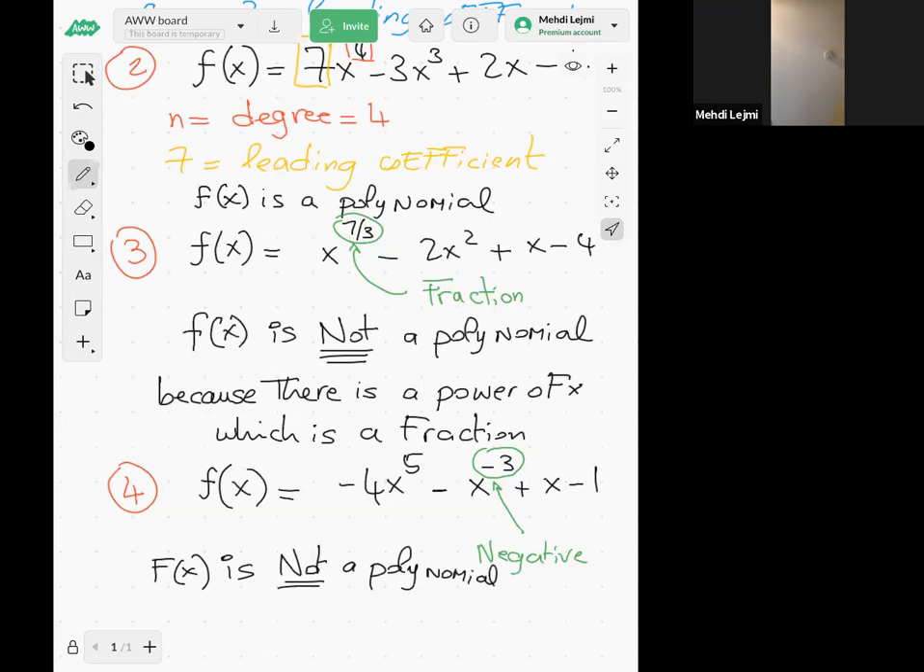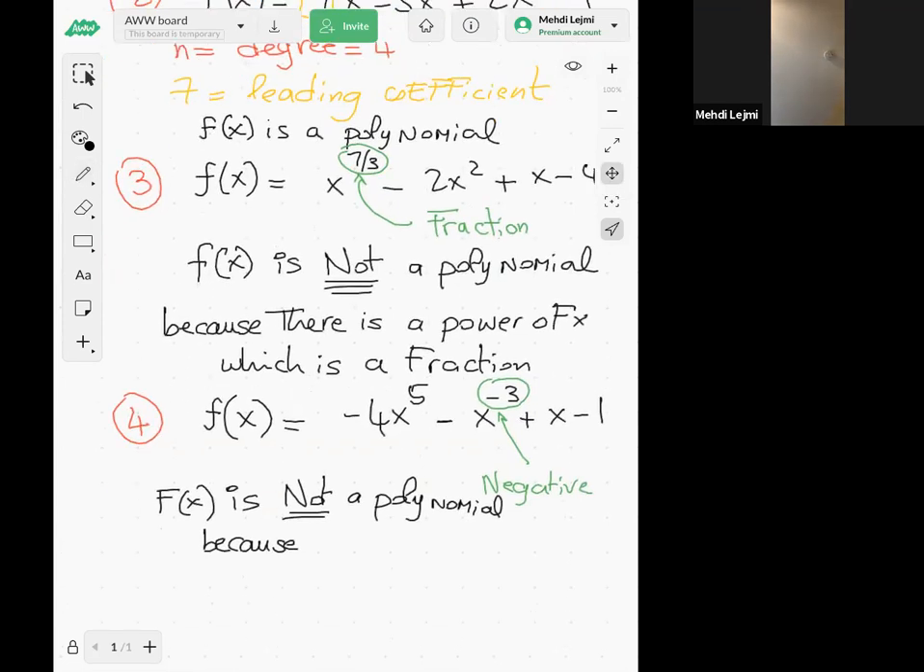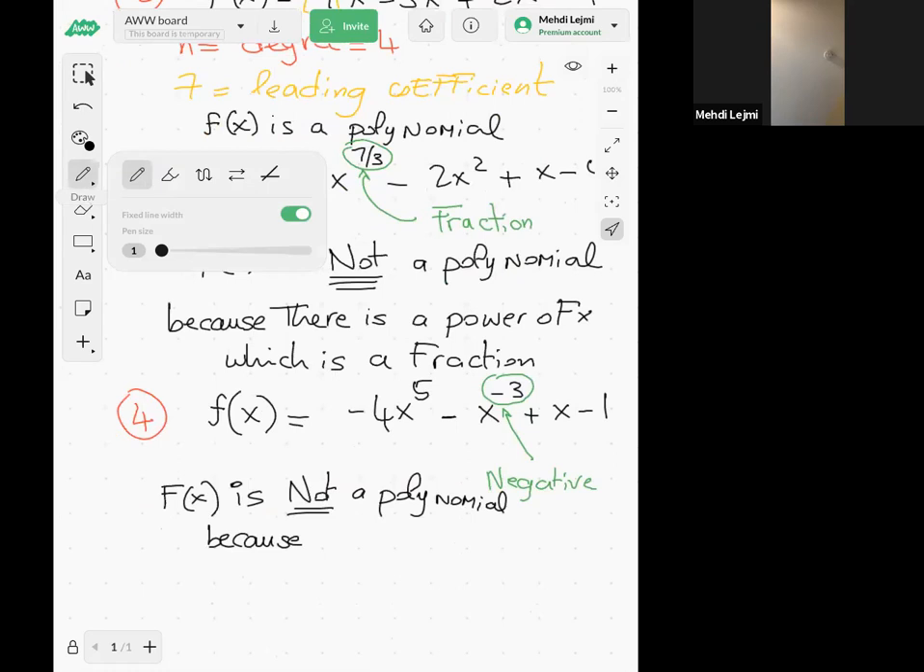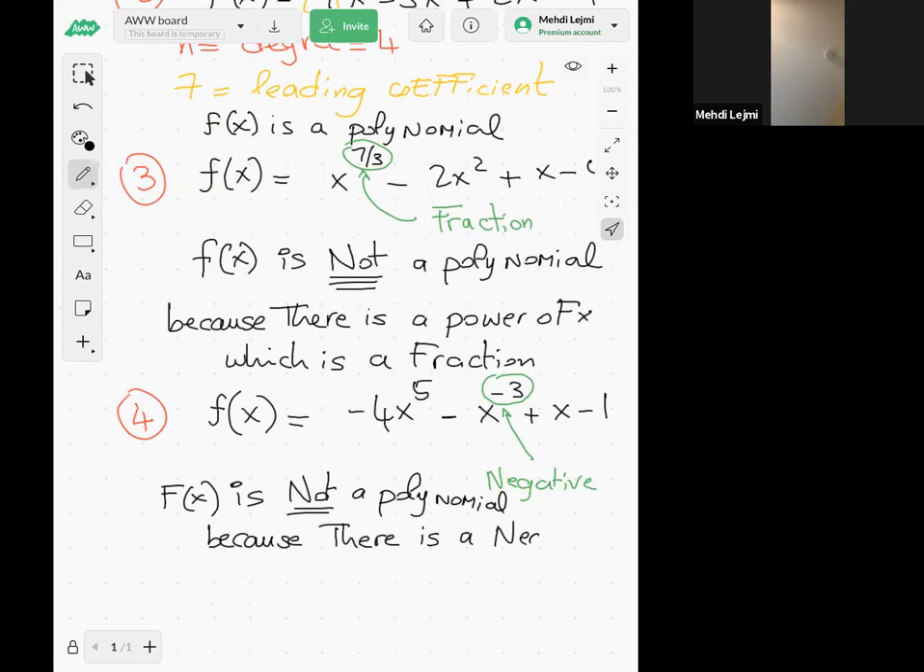So f of x is not a polynomial because there is a negative power of x. If you have a fraction or negative power, then your function is not a polynomial. Okay, that's really important. Any questions, guys?